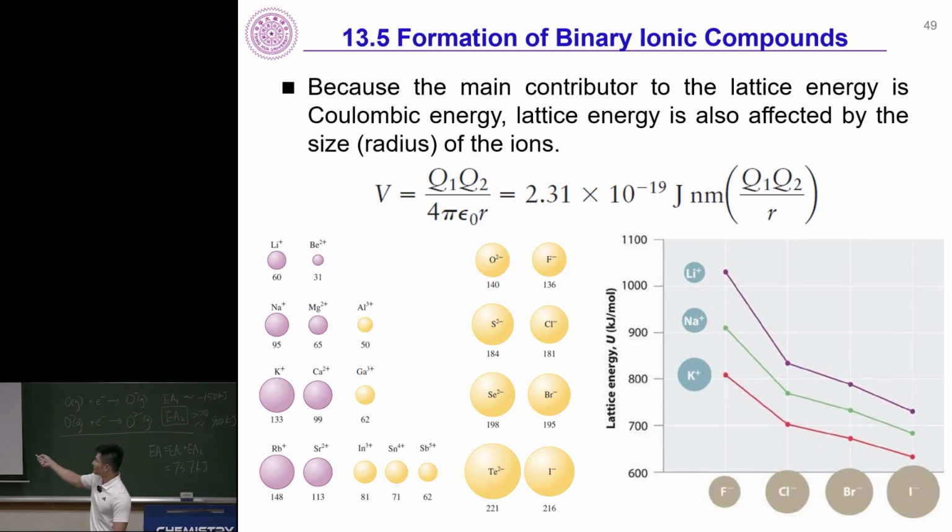We sometimes make this K. As we make the radius larger and larger, the distance gets farther and farther, and Coulombic energy decays, so you can see we have an inverse decay in the lattice energy.